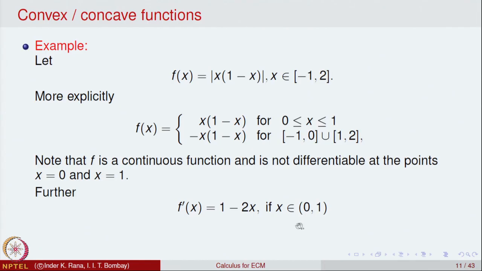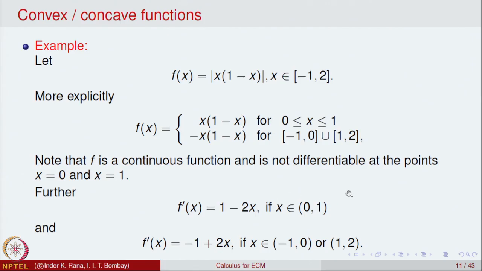So, once we have the value of the derivative in this interval, we can also compute the derivative in the other part of the domain. So, in this the formula is minus x into 1 minus x. So, if x lies between the open interval minus 1 to 0 or the open interval 1 to 2, then the derivative will be equal to minus 1 plus 2 x. So, from this it comes minus 1 plus 2 x in these two intervals.